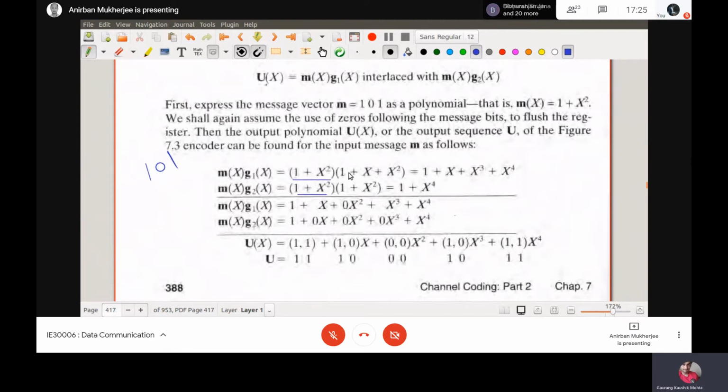If you multiply and play a little bit with it, you will find M(x)g1(x) and M(x)g2(x). Finally they put 1 plus x, then 0x square, and finally what they will get is U(x). From these coefficients, you will get the encoder output.